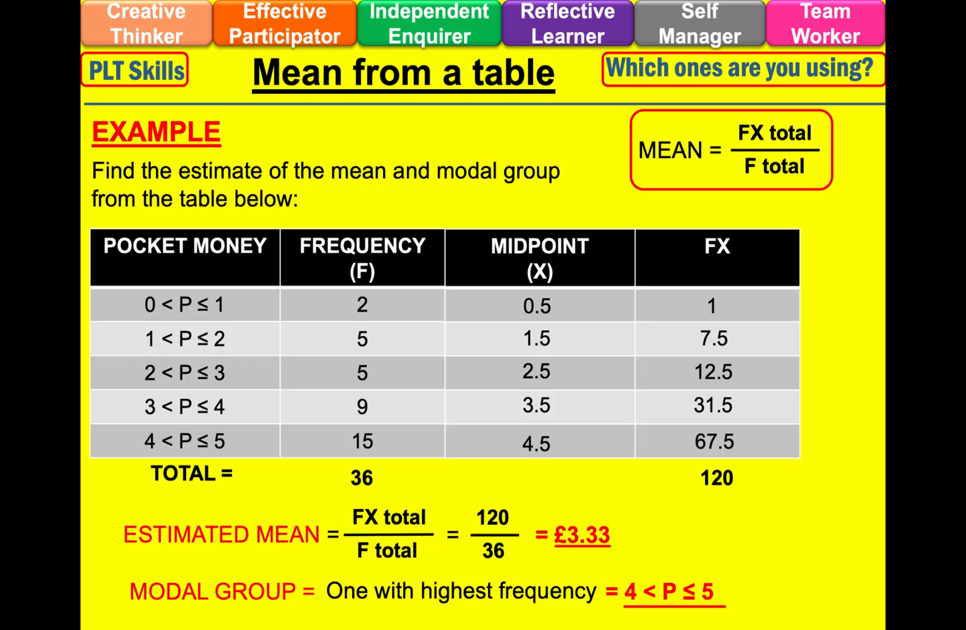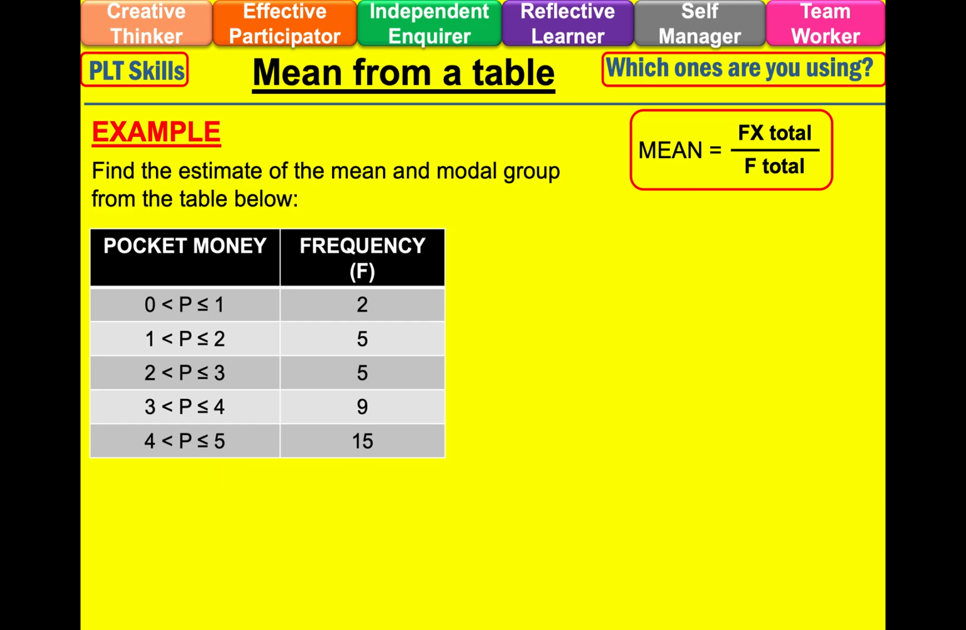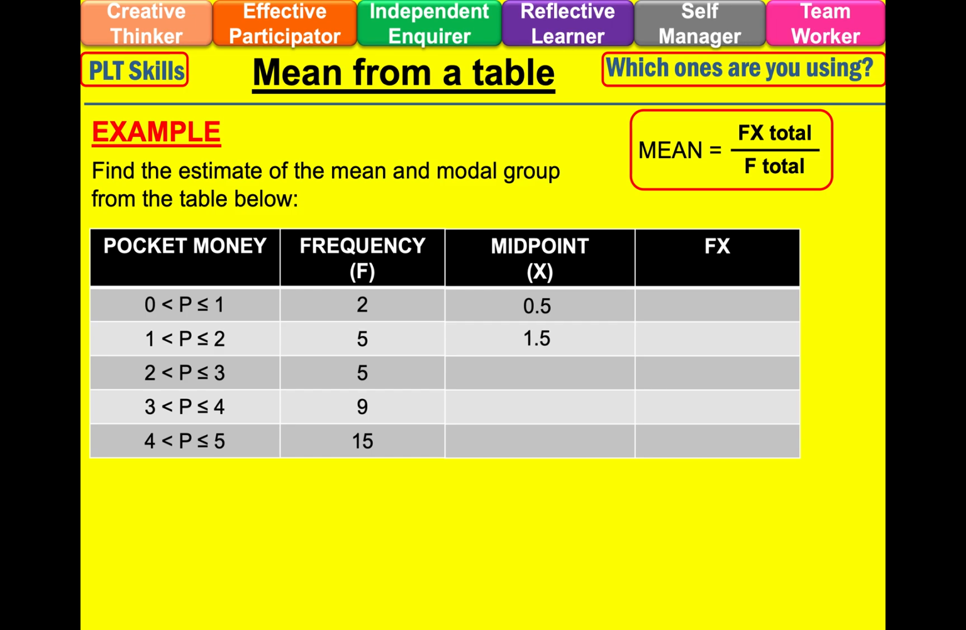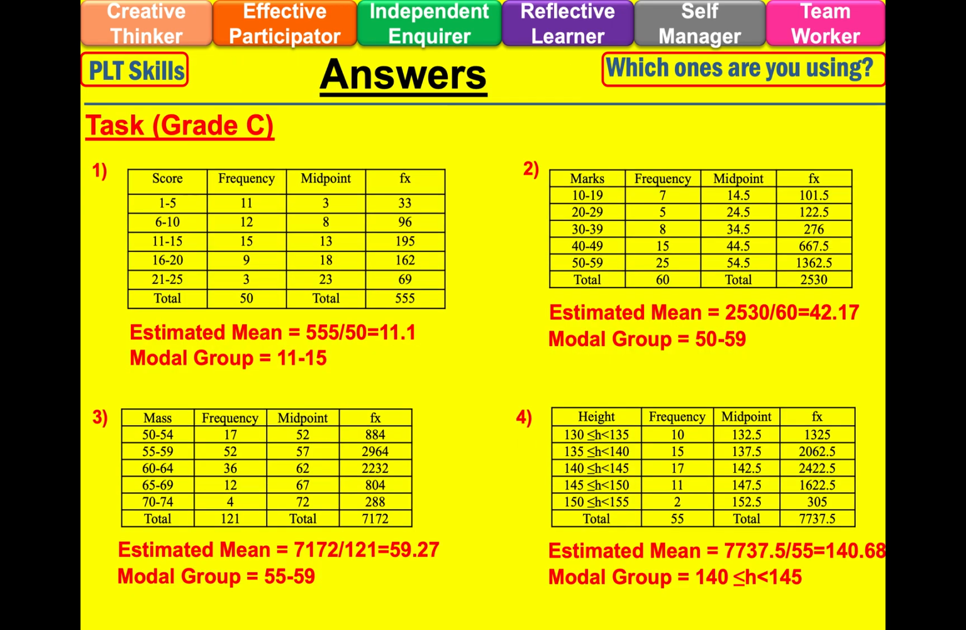So let me just summarize this lesson. In this lesson we worked out the mean using this formula, total of f of x divided by total frequency, and you add two columns and work out the mean by adding them and dividing. So I would like you to have a go at these 4 questions, and then we'll discuss them next lesson.